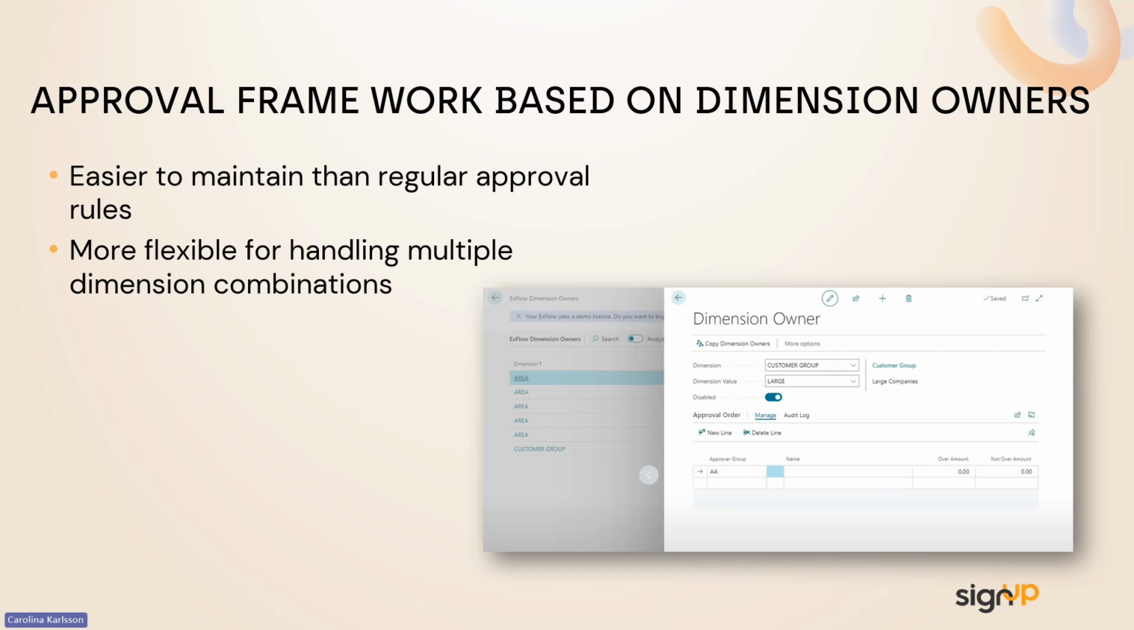example, for each combination. So with ExFlow Dimension Owners, you can instead solve this by setting up a single approval rule that handles all of these combinations in a dynamic way, since the approval group does not have static members. So instead, dynamically, it fetches the approvers from the dimension owners. So today I will show you the basic settings on how to set this up so that you get an idea of how you can build your flow and then how it could look like in the import journal as well.